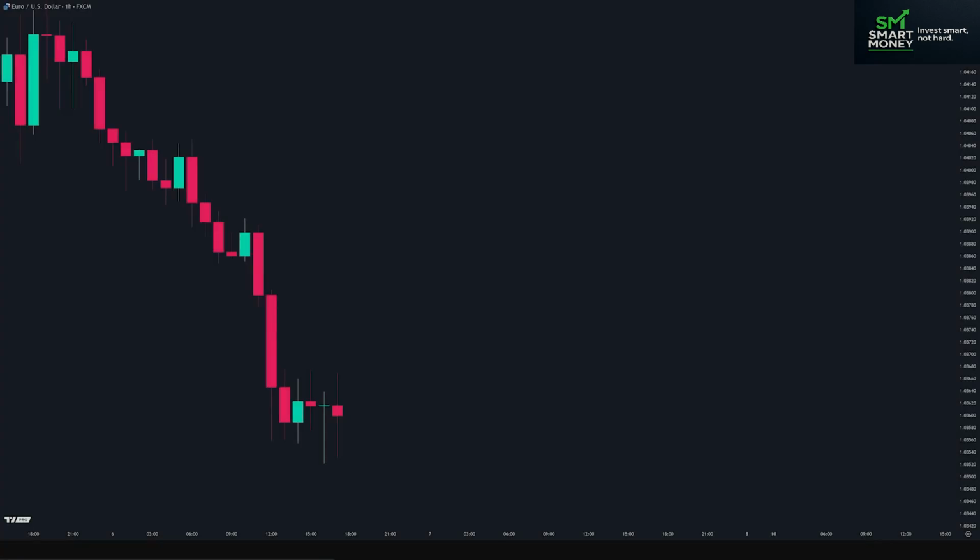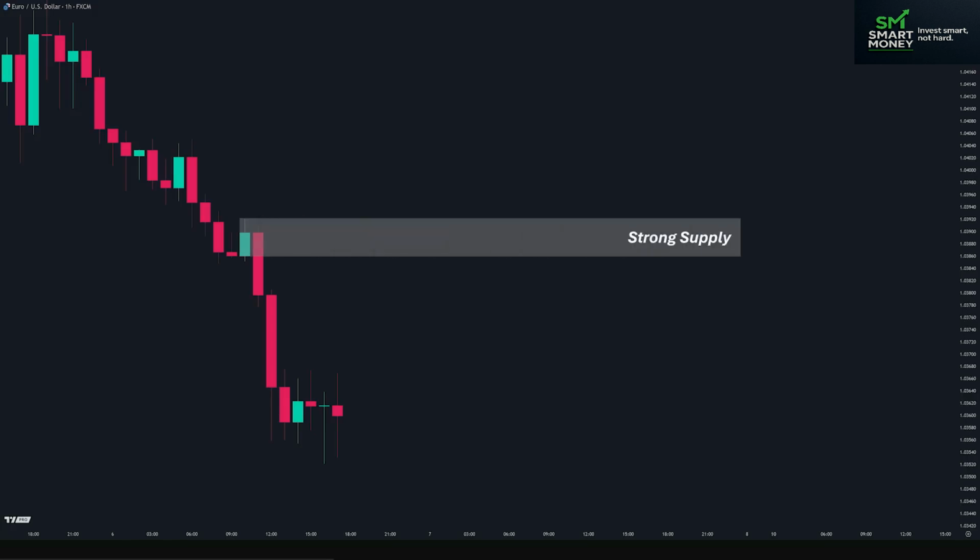Here we have the euro-dollar on the 1-hour chart. Recently, we had an aggressive push to the downside. If we want to trade with the trend, we need to be patient and wait for a pullback to get in at a better price. A perfect trading zone would be this green candle, the one that initiated the most recent drop. So we mark this area and set a sell limit order, waiting for a correction.